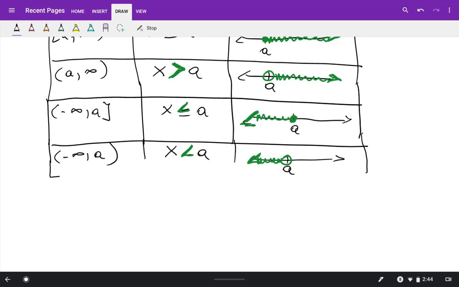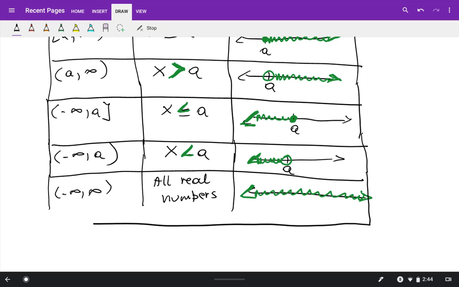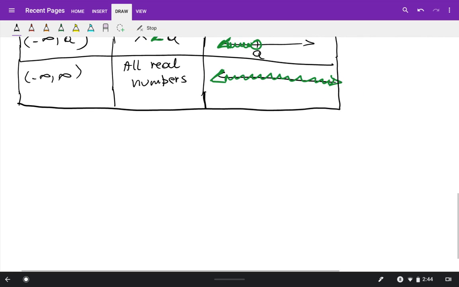And the last one, which you see, is the interval from negative infinity to positive infinity. That means, technically, that all real numbers are the solution. So to graph all real numbers, you will shade the entire number line. Okay. So we reviewed the interval notation, which matches with inequality notation and the graph. And now we're going to do the examples.